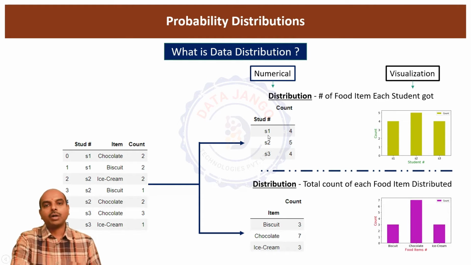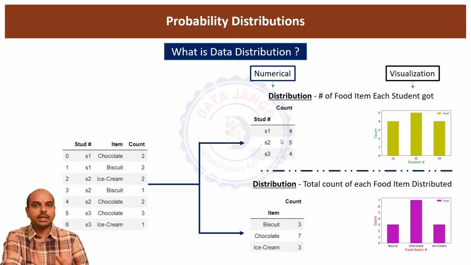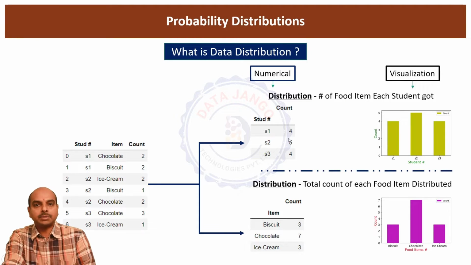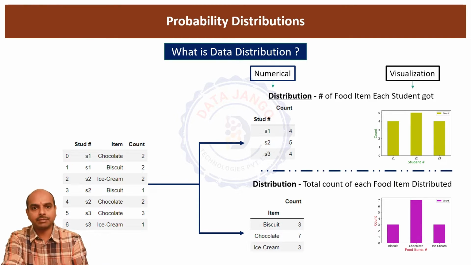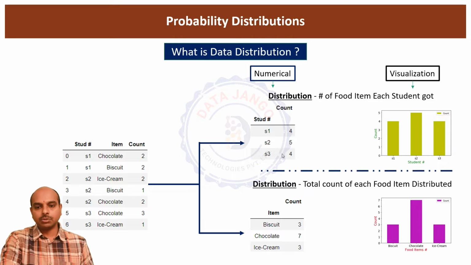Similarly, if you want to understand how many food items each student has got, immaterial of whether it is a biscuit or chocolate or ice cream, then you may have to do a table like this, or a group by kind of operation on the data set. Student 1 has got 4 items, student 2 has got 5 items, student 3 has got 4 items. So you can visually see the same thing with a bar graph.